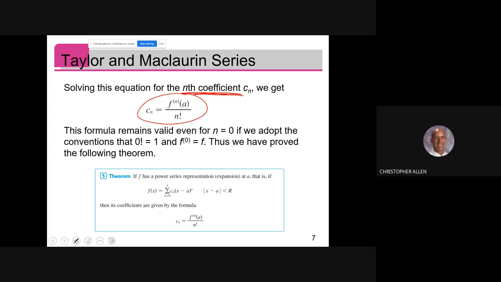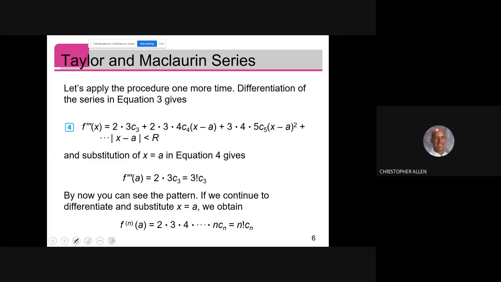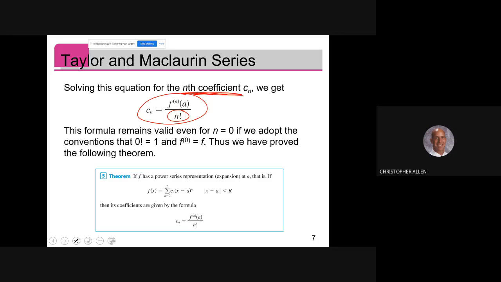Now, why is it divided by n factorial? Well, because we have to compensate for that. We have to undo all those derivatives, which means we have to undo all those factors that are popping out, like here. How do we undo 2 times 3 times 4? Well, we divide by 2 times 3 times 4. And so that's why we're dividing by n factorial.